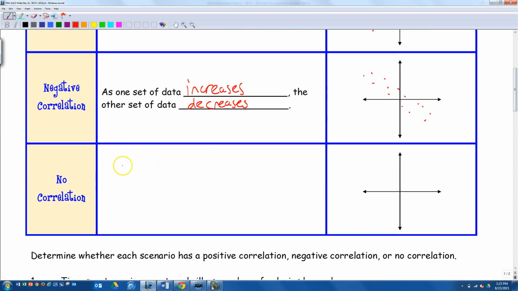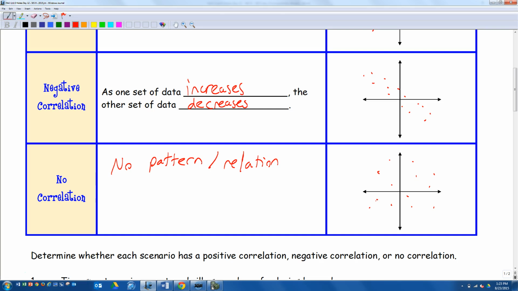No correlation means there's no pattern or relation. It doesn't do either of that. They don't really go together. And that kind of just looks like a scatter of dots everywhere around the graph, where it's really hard to figure out a line of best fit through that. Alright, so those are all three of those.